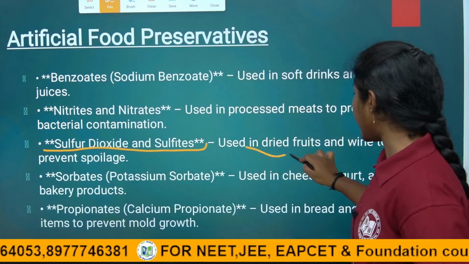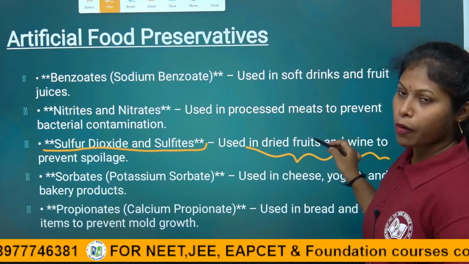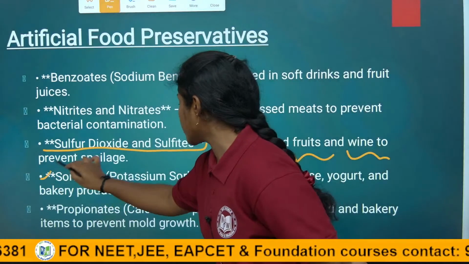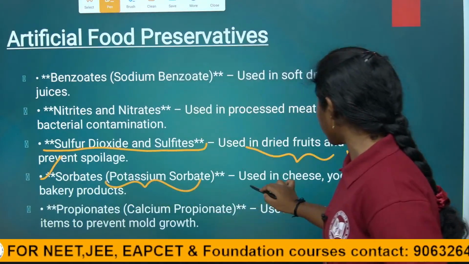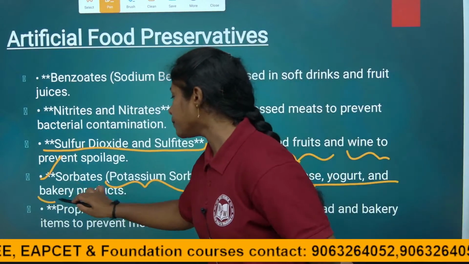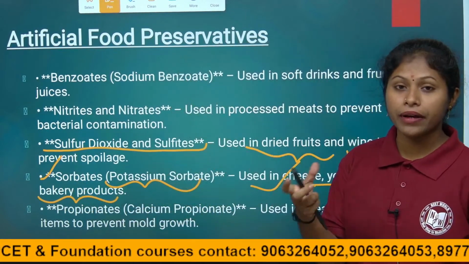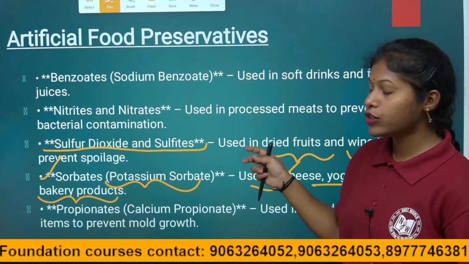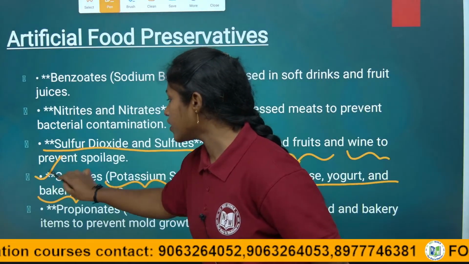They are used in dried fruits and wine to prevent spoilage. And coming to the sorbates, potassium sorbate is used in cheese, yogurt, milk products, and bakery products, to avoid the nuisance from microbes. They are mainly used for that. So those are the sorbates.